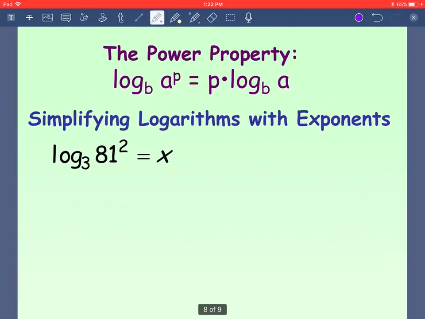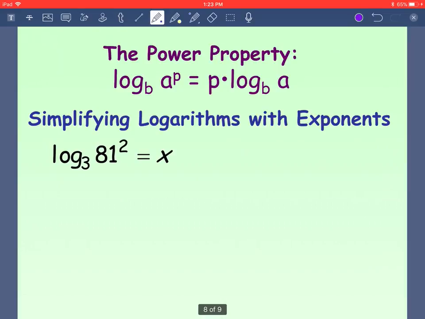The last property we're focusing on is the power property. So what the power property says is basically if there is a power in your logarithm, you can pull it out to the front and multiply. So log base b of a raised to the p power is equal to p times log base b of a. So here I have log base 3 of 81 to the second power equals x.